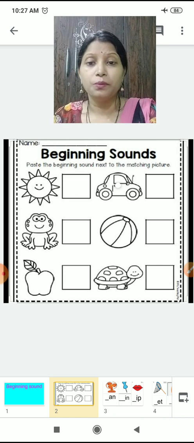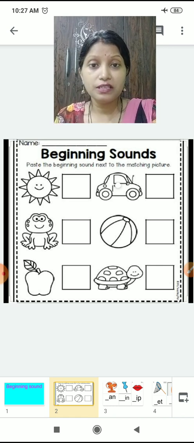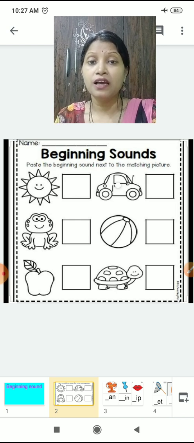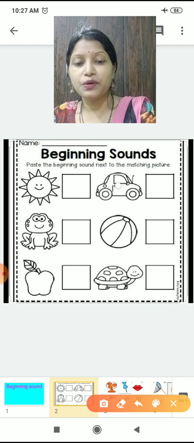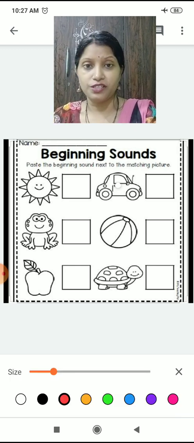Children, beginning sound means what? The starting sound, right? The starting alphabet. You have to tell me the starting alphabet of the object. Whatever pictures you see, you have to tell the starting alphabet of them. Beginning means starting. Let's start doing it. We will solve this worksheet.